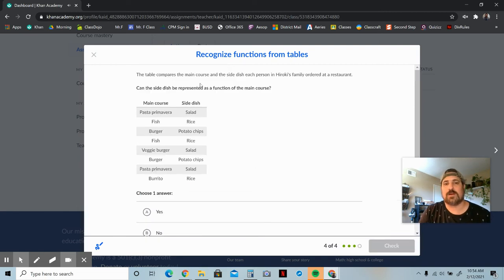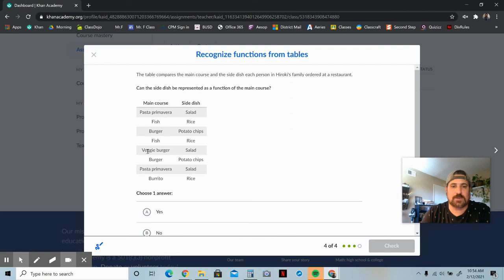Table compares the main course and the side dish each person in Hiroki's family ordered at a restaurant. Can the side dish be represented as a function of the main course? In other words, if you input the main course, will it generate only one side dish, right? So pasta primavera always generates salad. Fish always generates rice, and so on and so forth.